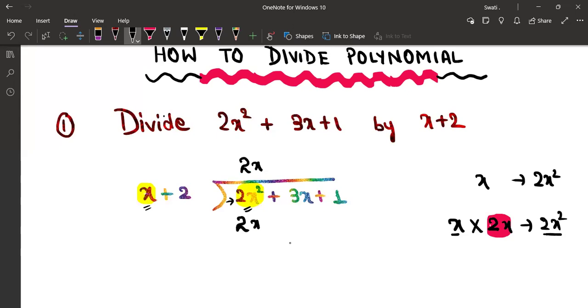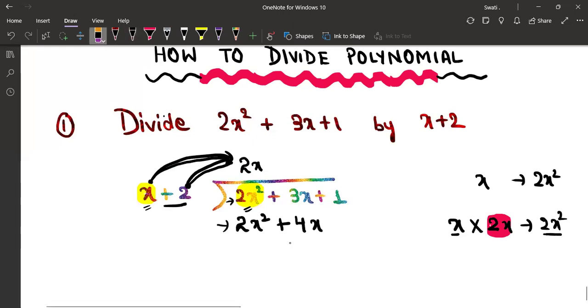So it's 2x squared, right? So what is x into 2x? It's 2x squared. You have written that. Now, plus 2, right? So plus, what is 2 into 2x? Is it not 4x? 2 into 2x is 4x. Do you understand? See, you have to multiply this term with this, and then this term also with this, and you have to write down just here. That's it. Clear?